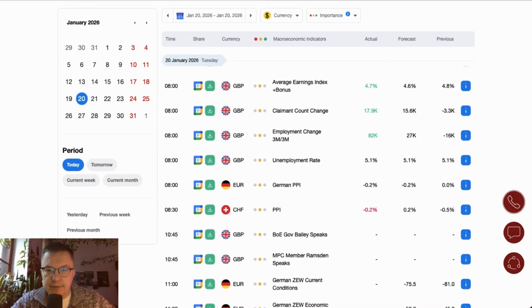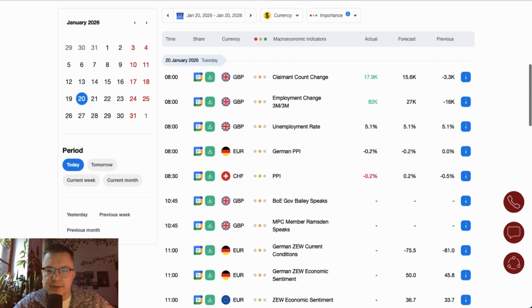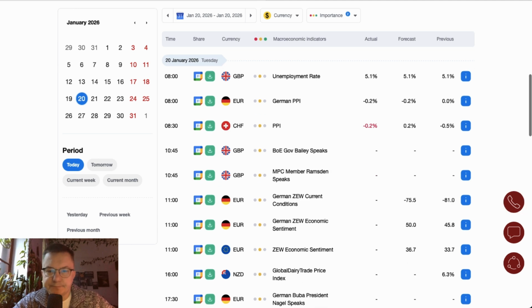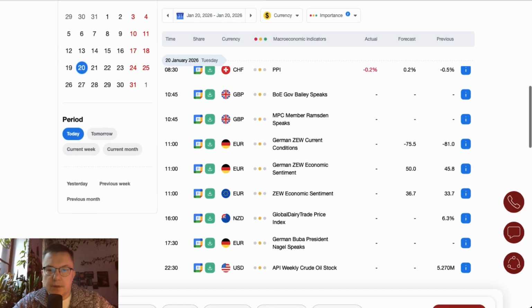Bunch of data from the UK: average earnings index down from 4.8 to 4.7, claimant count change up from minus 3.3 to 17, almost 18,000, employment change up to 82,000. All of this data beats the expectations. Unemployment rate 5.1%. German PPI down from 0 to minus 0.2%. Switzerland PPI up from minus 0.5 to minus 0.2.